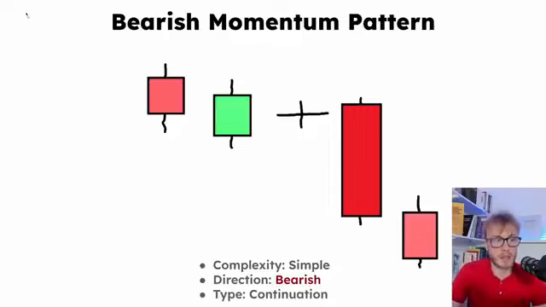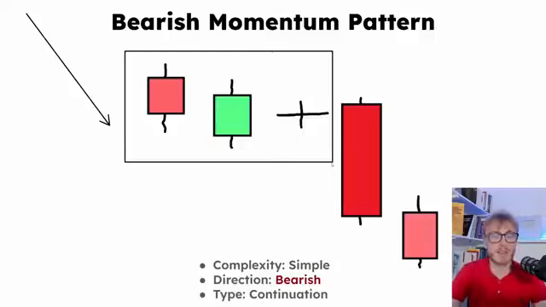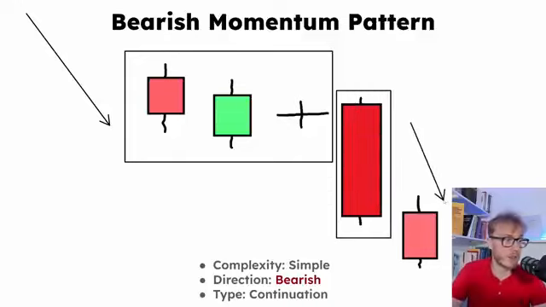So before the pattern appears, preferably, we want to see a move towards the downside. Then we want to see at least 3 candles with relatively small bodies. And this candle right here is the actual pattern. When this pattern confirms, it indicates a continuation of the downtrend.